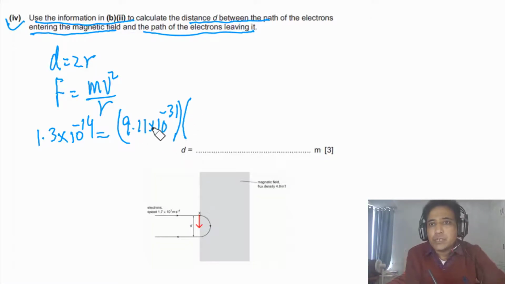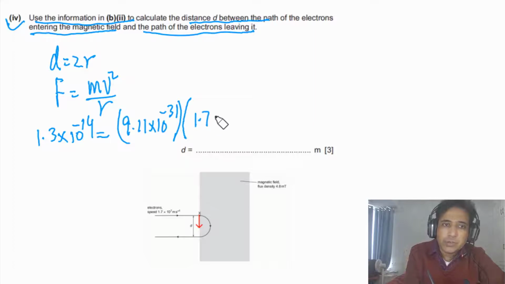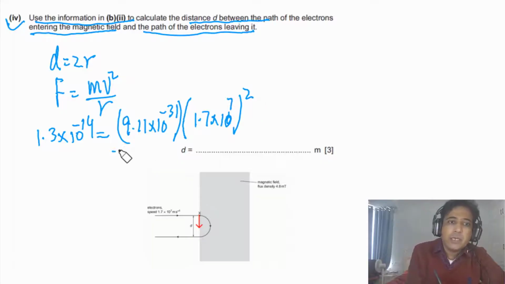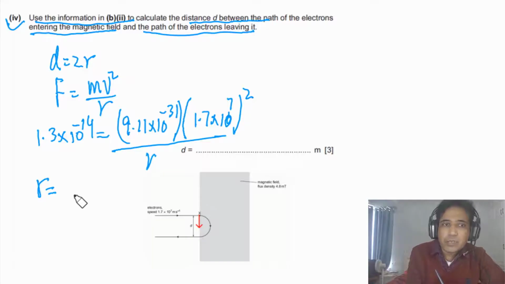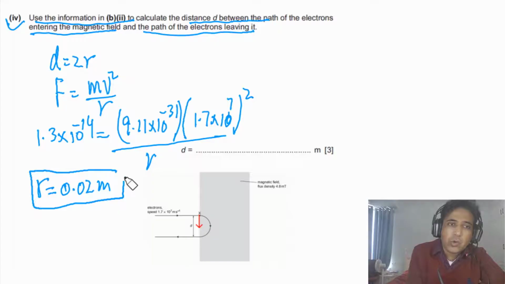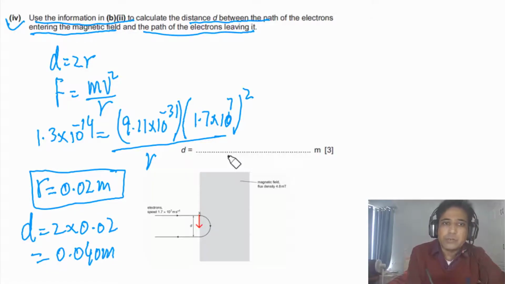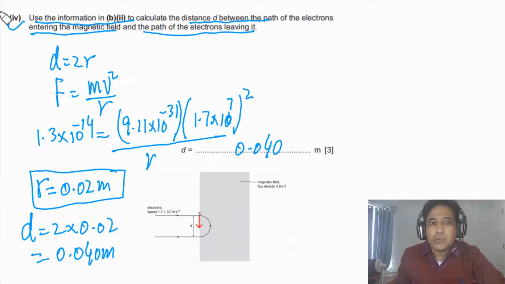Then the speed of the electron is also given to us in the question, 1.7 times 10 to the 7, squared, divided by r. So from here we can find the value of r. The value of r will be equal to 0.02 meters. So the value of d will be equal to 2 times this value, 0.02, so we will get 0.040 meters. So this is the value of d, 0.040 meters. So this is how we can answer.